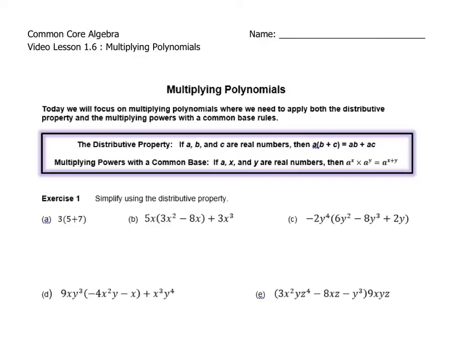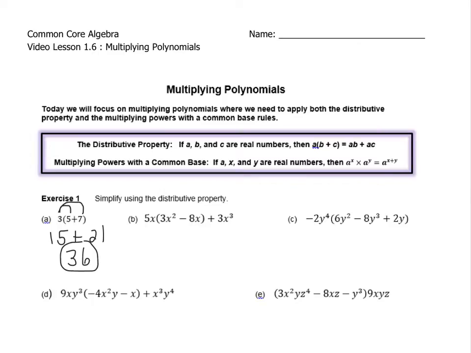We'll start off easy. We're going to review the distributive property, which just basically says if you have a number times a sum, or a number times a difference for that matter, you can multiply the number by both terms in the parentheses. 3 times 5 is 15. 3 times 7 is 21. And then, of course, you'd add last and get 36. It's pretty simple when you're just looking at numbers.